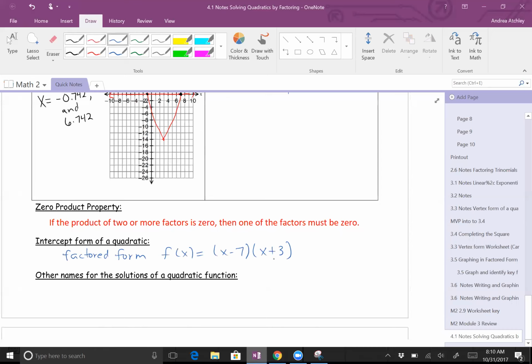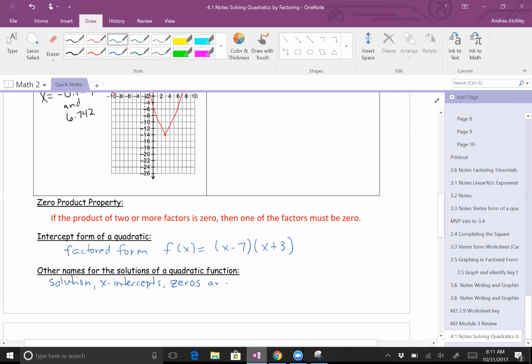Okay, when you are solving a quadratic, they're going to give you lots of different words to do the exact same thing. They're going to ask you to solve. Okay, so it could be a solution. They're going to ask you to find the x-intercepts. They're going to ask you to find the zeros. And they're going to ask you to find the roots. All of this means the exact same thing. It means solve this equation, solve the quadratic.